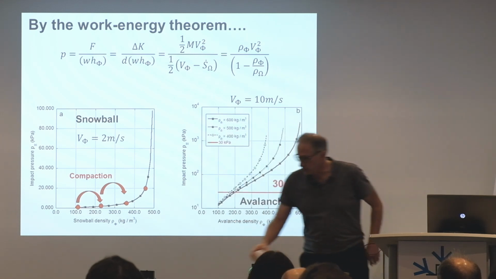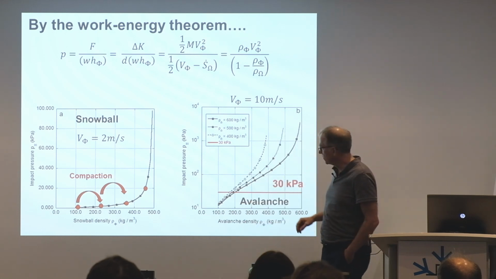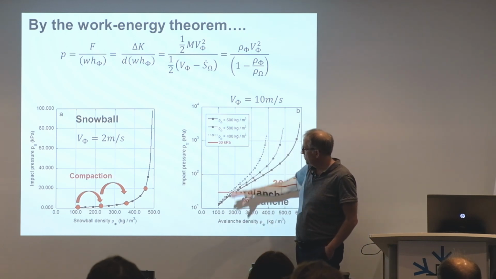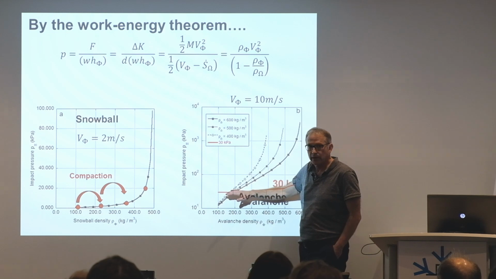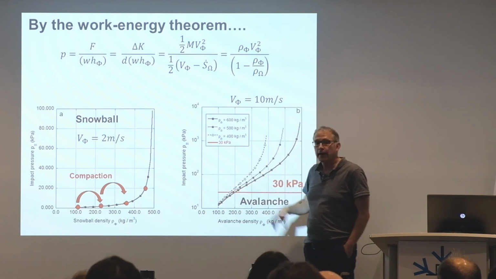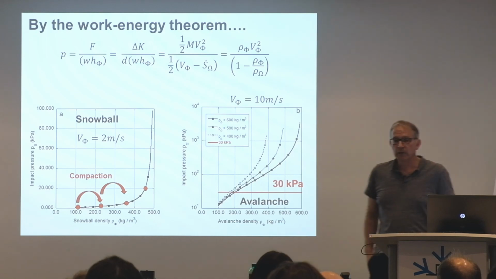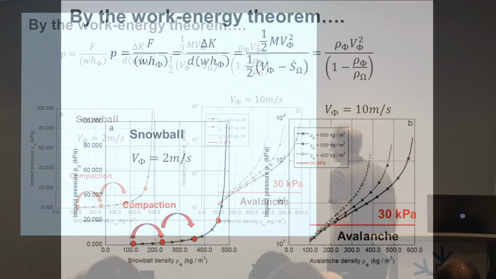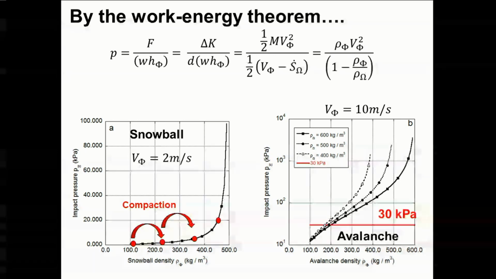Okay? And here for Stefan, just to make him nervous a little bit, this is 10 meters per second and this is 30 kilopascal. You see that there's a lot of possibilities that you can have a much higher impact pressure than the 30 kilopascals. There's reasons why you don't, why we're safe.